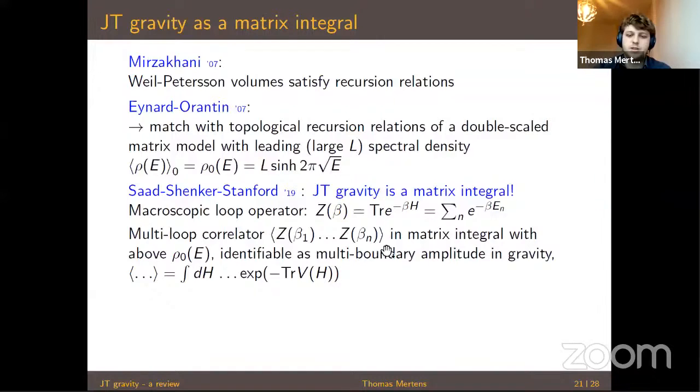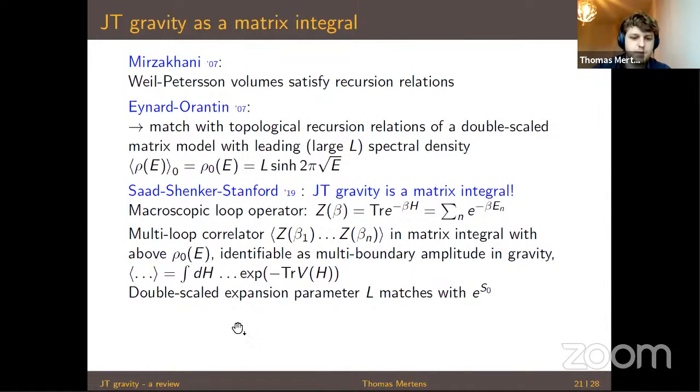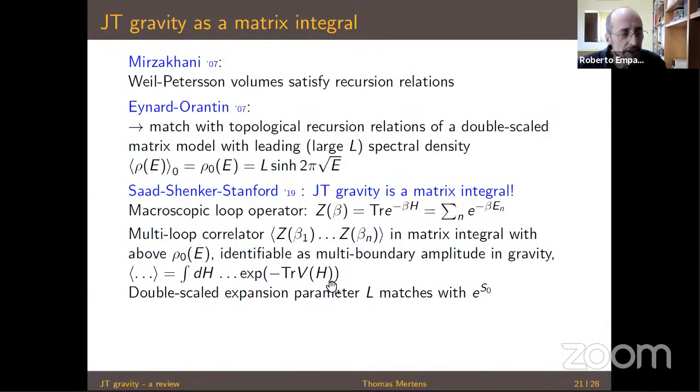This multi-loop correlator in the matrix integral with the above leading spectral density is directly identifiable as these multi-boundary amplitudes you would calculate in gravity, using these Weil-Petersson volumes and these JT single trumpet calculations and so on. So this matrix calculation matches the same calculation you would actually do in gravity. And this is JT gravity without the Schwarzian action, right? Without the Schwarzian particle. The Schwarzian is there.